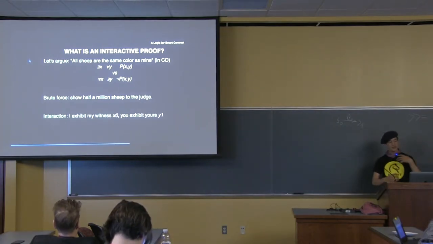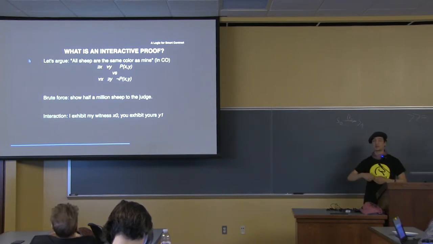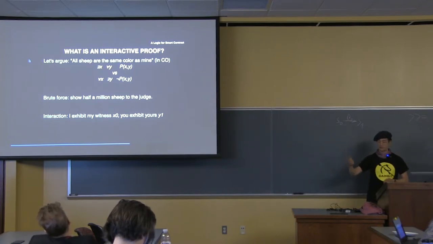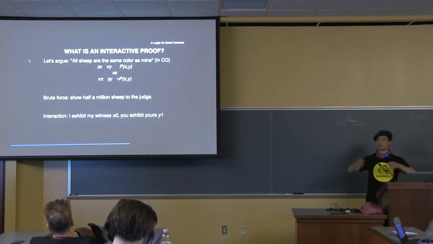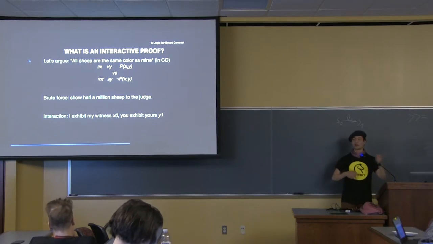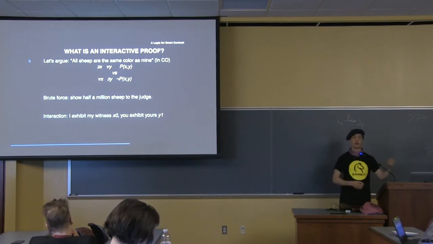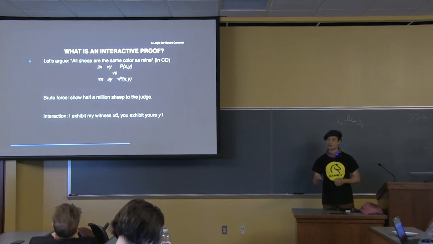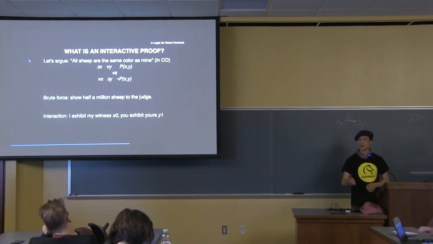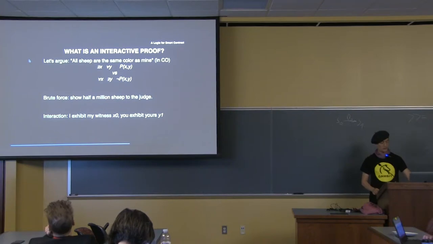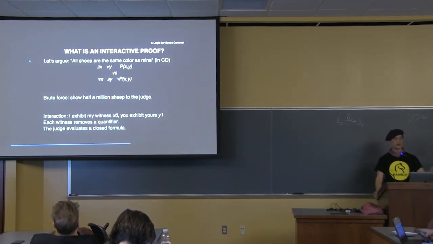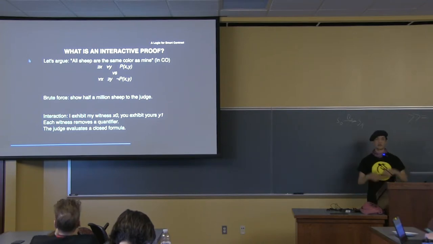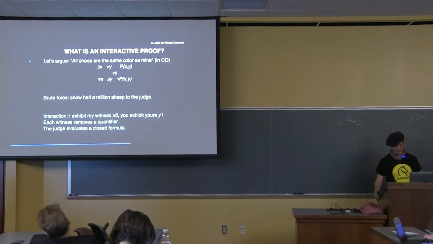So I have an interaction, I exhibit my witness or exhibit yours. For every there exists, I exhibit a witness. And it's called, in logic as well as in court, a witness. And for every for all, I will challenge you to show your witness, and we exchange roles like that. And there's a finite number of alternations between exists and for all. And therefore, in a finite number of steps, which is determined statically by the formula, the judge will be able to have a closed formula with just witnesses, and he'll be able to evaluate this formula. So this is game semantics, and this is interactive proof.